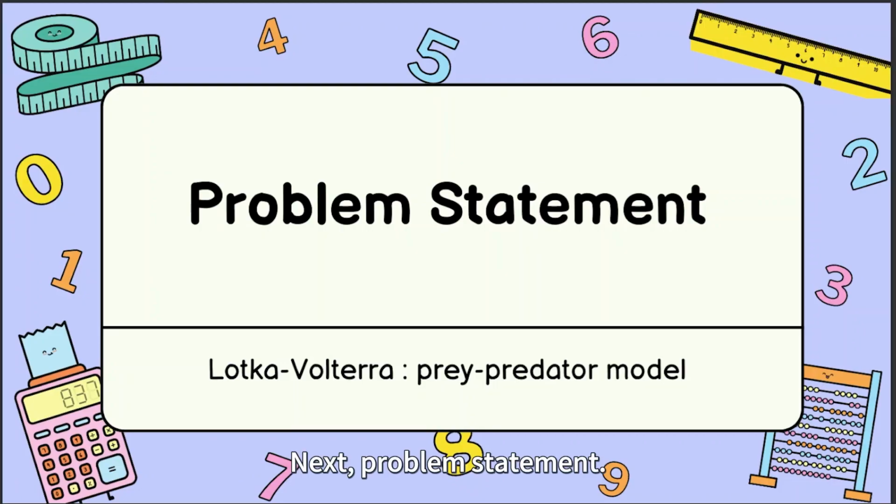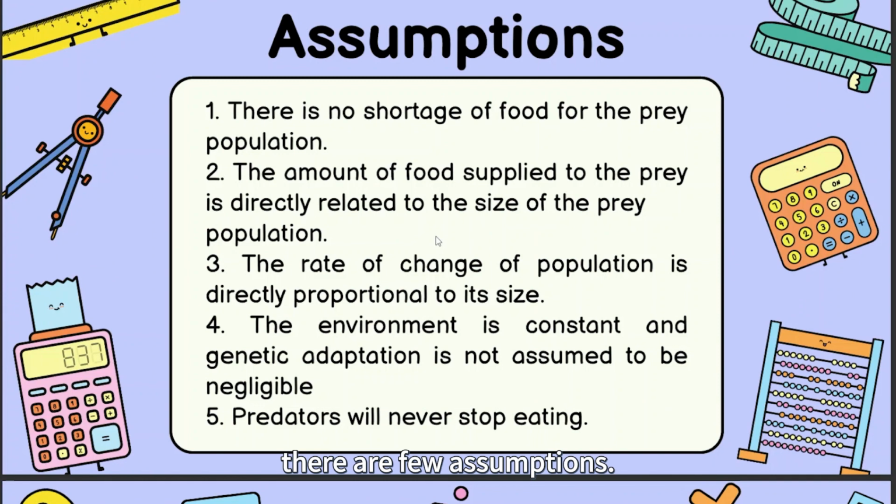Next, the problem statement. For the following problem, there are a few assumptions. The first one is that there is no shortage of food for the prey population. Second, the amount of food supplied to the prey is directly related to the size of the prey population. Third, the rate of change of population is directly proportional to its size. Fourth, the environment is constant and genetic adaptation is negligible. Fifth, predators will never stop eating.